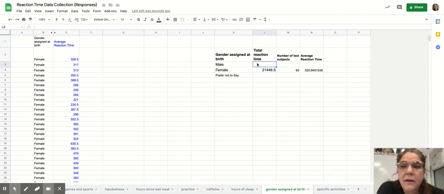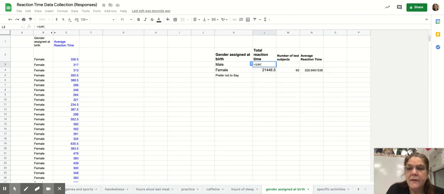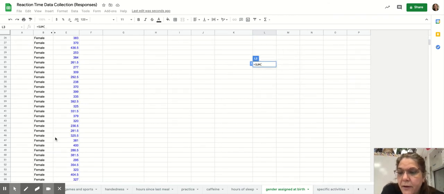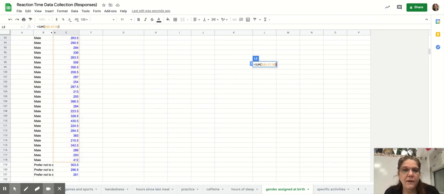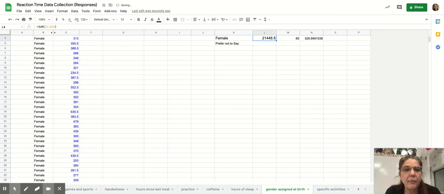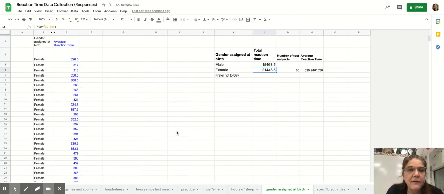So for male, I'm going to do the same thing. Equals sum, equals S-U-M, parenthesis, and then I'm going to highlight all of the male numbers. Not the word male, just all the numbers that are associated with our male subjects. So you highlight and then shift. Okay, so you select them all and then do your end parenthesis. Okay, so that is the total reaction time of the males.